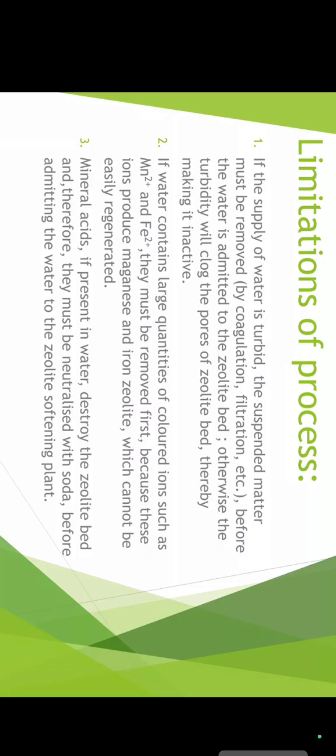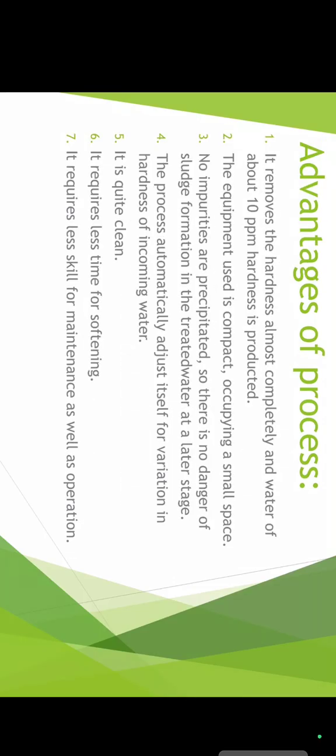The second limitation is, if water contains large quantities of colored ions such as manganese and iron, they must be removed first, because these ions produce manganese and iron zeolite, which cannot be easily regenerated. Mineral acids, if present in water, destroy the zeolite bed, and therefore they must be neutralized with soda before admitting the water to the zeolite softening plants.